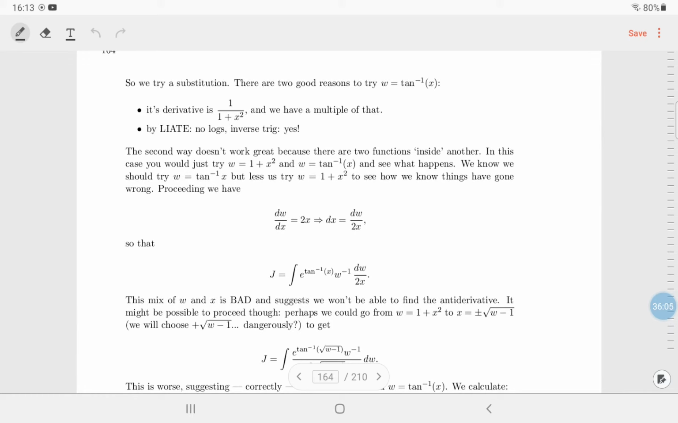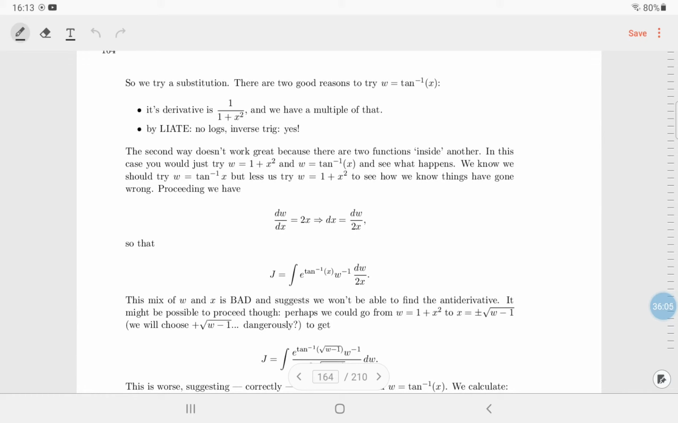So the mix of x and w is bad and suggests we won't be able to find the antiderivative. It might be possible though. So what you can do here is try to put the x's back in terms of w, but it actually makes it even worse. That back substitution is kind of a nasty thing. If you have w equal to 1 plus x squared, you can solve for x and back substitute all those x's for w's. Because it's x squared, it's a plus or minus, so we'll just pick the plus one, and you get to here. Sure, this is way worse.